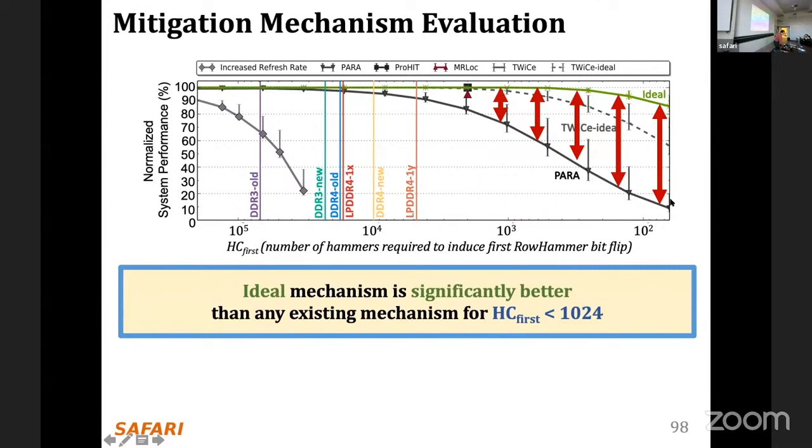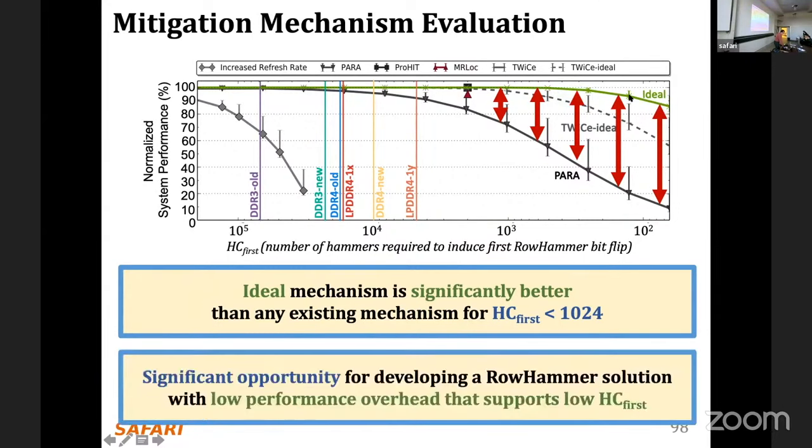So the only mechanism that scales is PARA, but it gets very bad if the RowHammer bit flips happen after 100 hammers, for example. And then there are some other mechanisms that just don't work. And there's an ideal mechanism that's actually not bad, but there's significant opportunity in developing a solution, but we don't know what that solution is. This is in 2020 again.